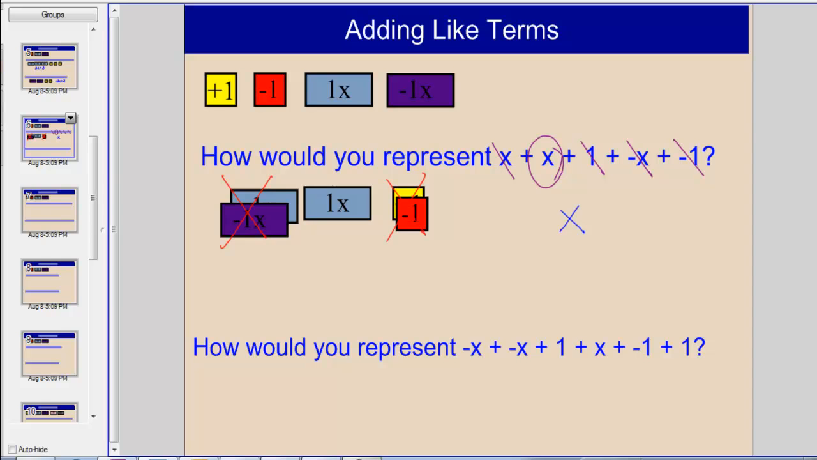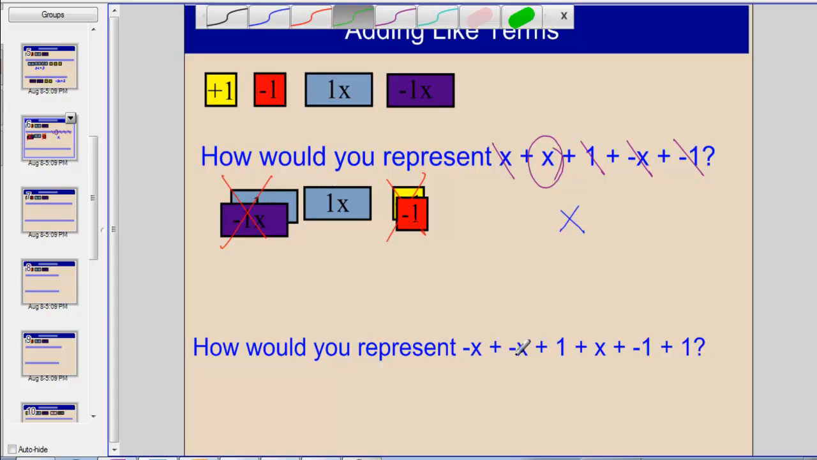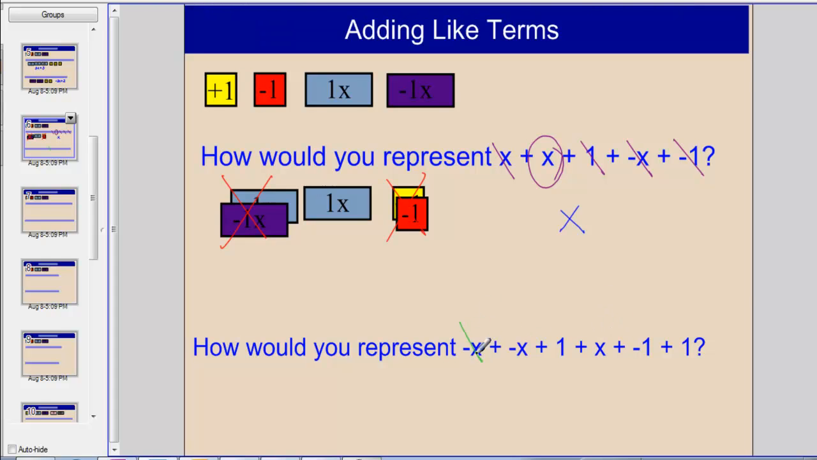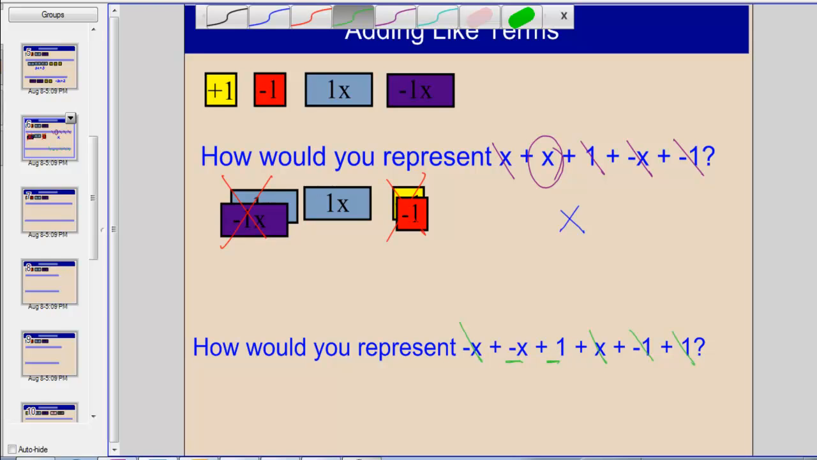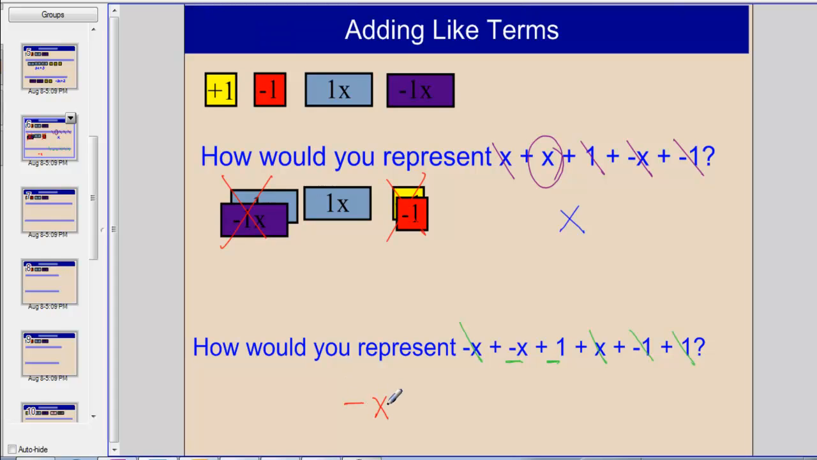So let's look at the next problem. Let's see if we can do it without dragging anything down. Well, let's see if there's anything we can cancel to start with. We have a negative x and a negative x, and oh, here's an x. So what can we cancel? We can cancel one negative x and one x, right? Then we have a 1, a negative 1, and a 1. So we can cancel a negative 1 and a 1. So we are left with negative x and a 1. So how would we write that then? How about negative x plus 1. And if it helps you, you're welcome to write it as negative 1x plus 1. It doesn't matter to me.